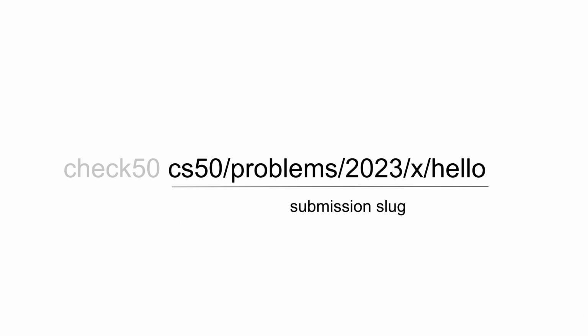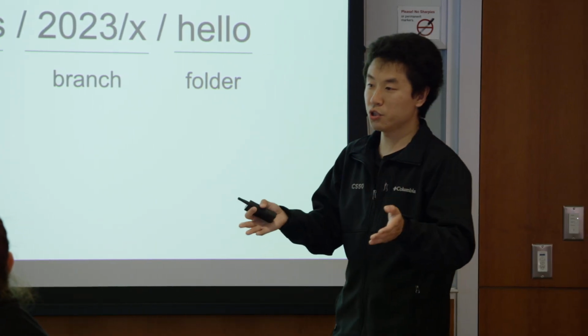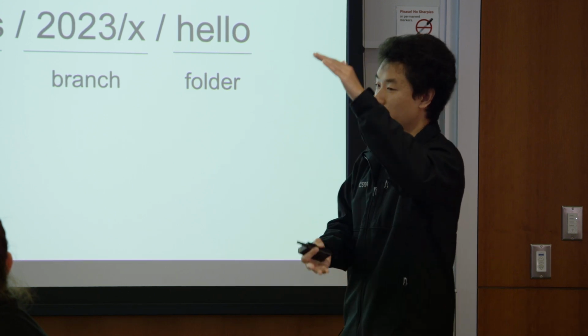And to break this down, the submission slug actually consists of 3 parts. The first part is the GitHub repository. It locates where this particular check50 check is stored and which branch it is located in. And within the branch, it has a folder. So the way we structured it is, first, you have a GitHub repository that stores all your checks. For example, if you're going to create your own check, you will be able to create your own repository. You store all your checks within that repository.